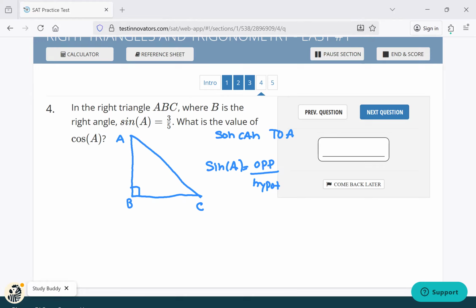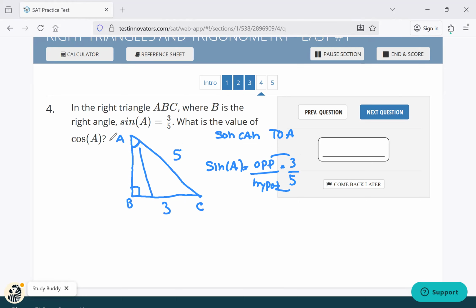So first locate where angle A is, and ours is 3/5. What that means is 3 is the opposite and 5 is the hypotenuse. So locate where angle A is, and then determine where the opposite side is. The opposite side is this side, so this length here, or BC, is 3, and then the hypotenuse is 5.